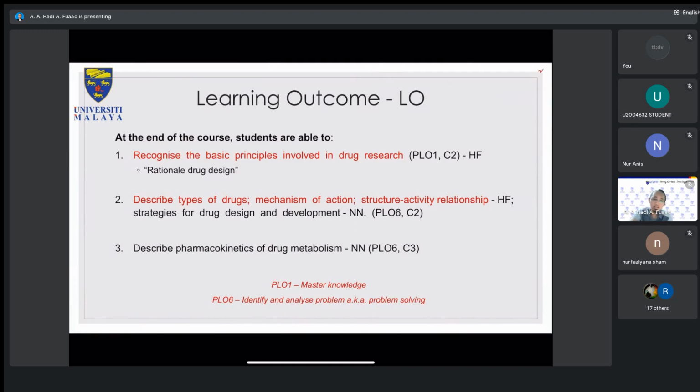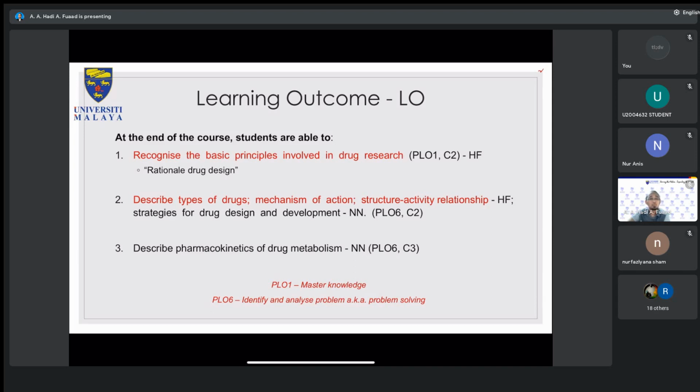Since next week is the last week for me with you guys in this particular course, I just want to go back and look a little bit at the learning objectives for the course, not the program. Basically, number one, the course learning outcome is to recognize basic principles involved in drug research. We did cover this a while back in the first two lectures, so you can just go and refer back to it.